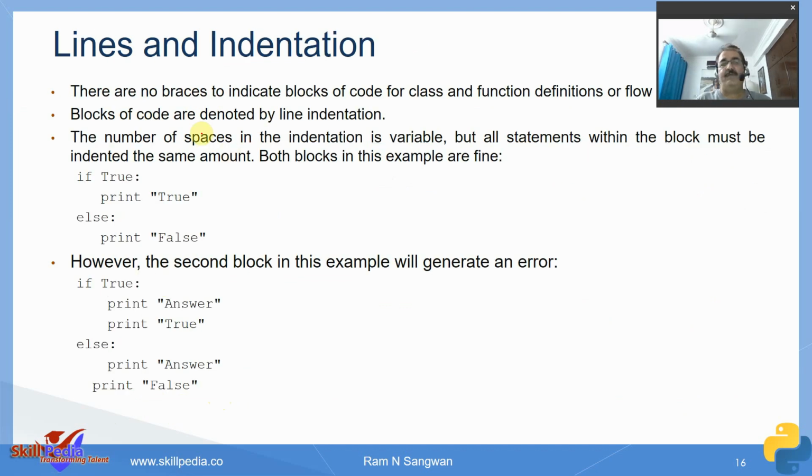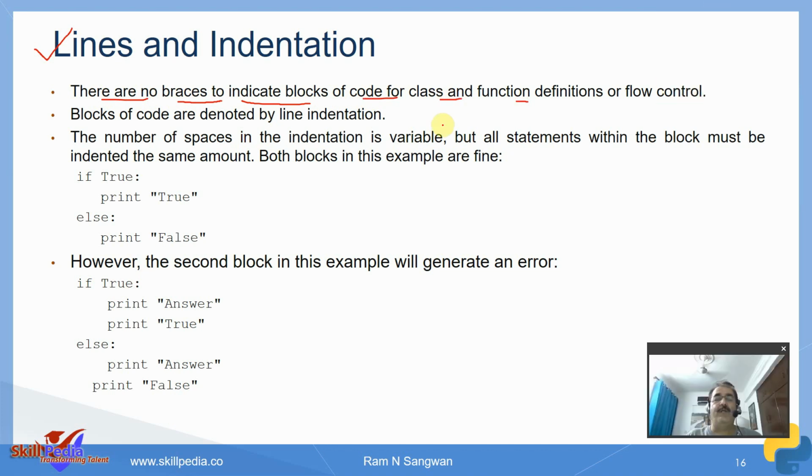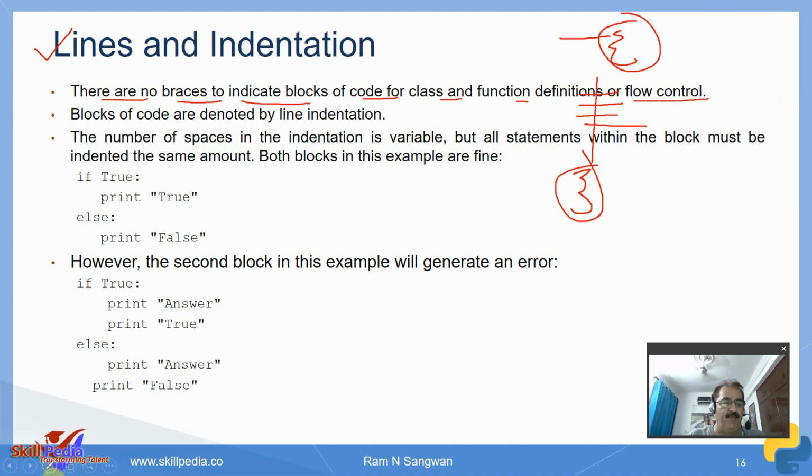Lines and indentation, that is the power that gives the readability. There are no braces to indicate blocks of code for class and function identification or flow control. Like the C language has curly braces, Java has curly braces. Here we don't have any. Like Pascal has begin and end. All languages have some kind of marks to indicate that my block is starting, my block is ending here, right? Like if some condition is true, you will start with curly braces, write your statement and close the curly braces. These curly braces indicate the start and close of the scope of a statement in the C language. But Python does not have them.